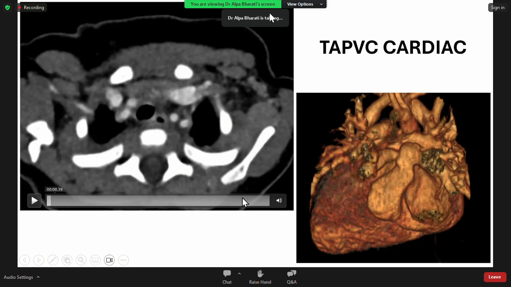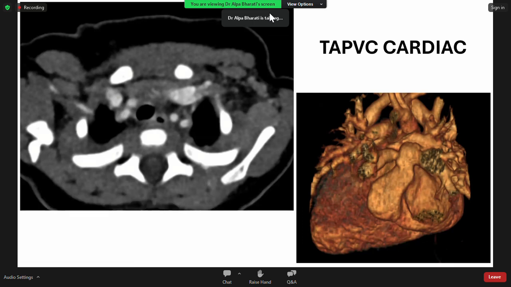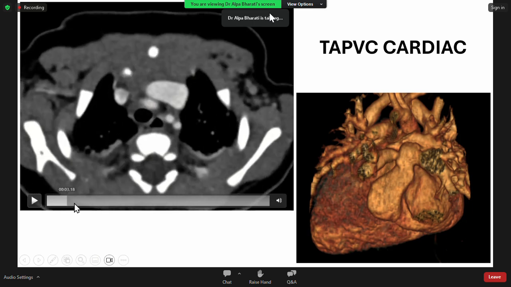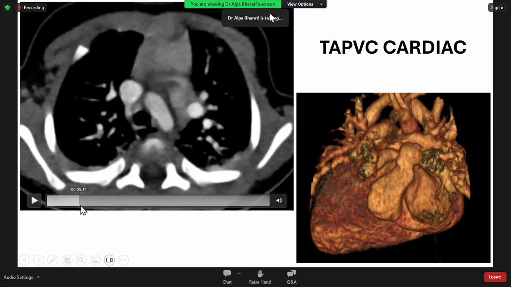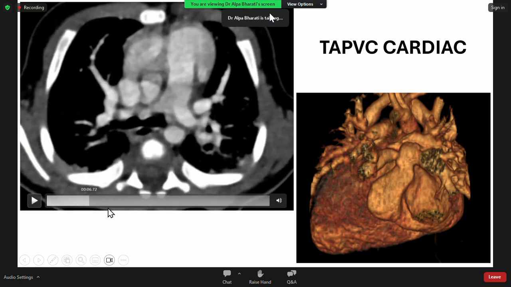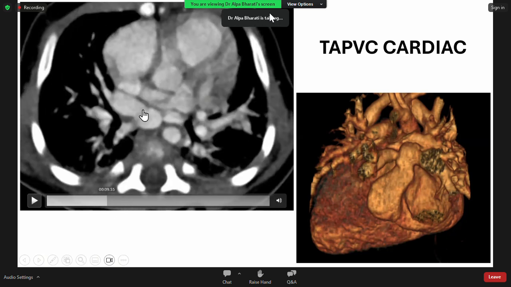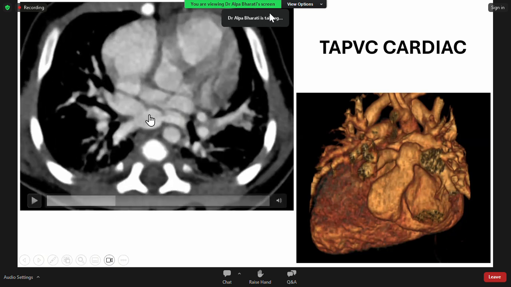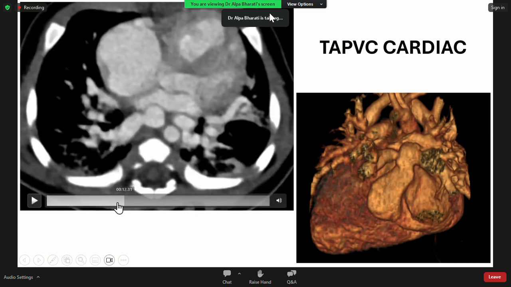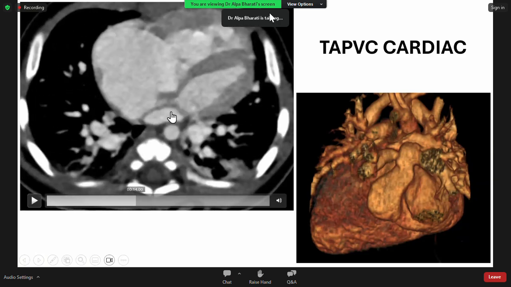Now, in cardiac type of TAPVC, there is drainage of the veins into the coronary sinus, or it is draining directly into the right atrium. Now, this is a case where all the veins are draining into the coronary sinus. So, coronary sinus invariably opens into the right atrium. Okay, there is no ambiguity over there. So now, this is the common chamber. There is a common confluence of the right-sided veins and the left-sided veins. You can see the veins nicely. And this is the common chamber.